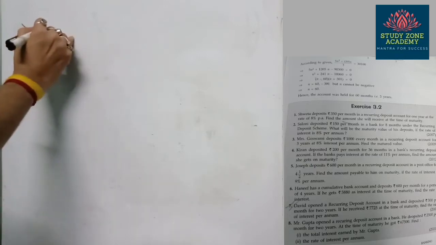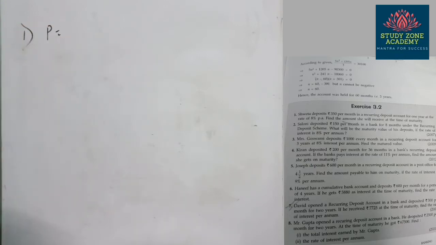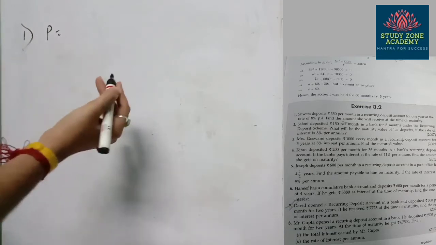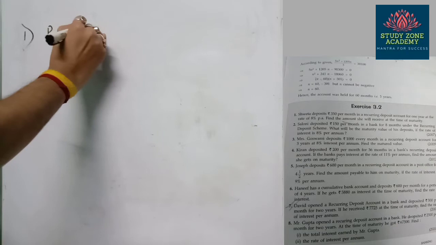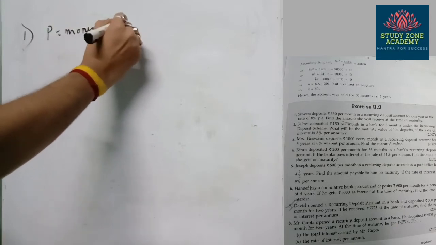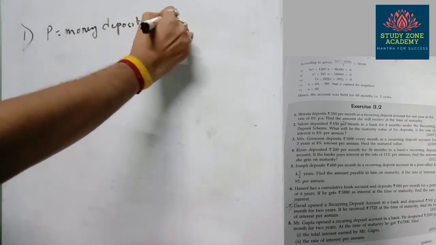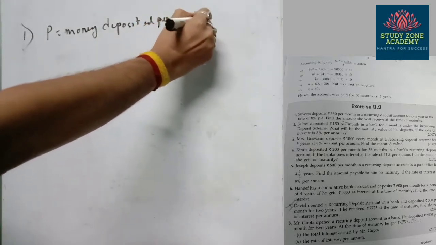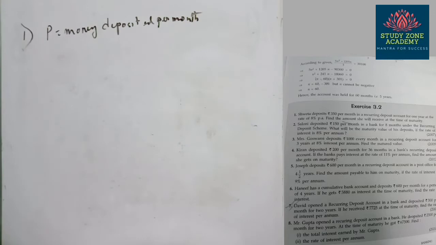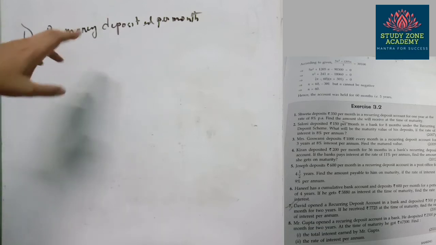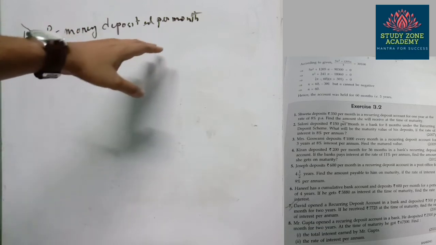Sum number 1. I hope the board is visible here. Principal, or we can say money deposited per month. Remember the statement, money deposited per month. You need to write it for each and every sum which we are going to do from this chapter on banking. You better mention the statements. For P it's going to be money deposited per month.